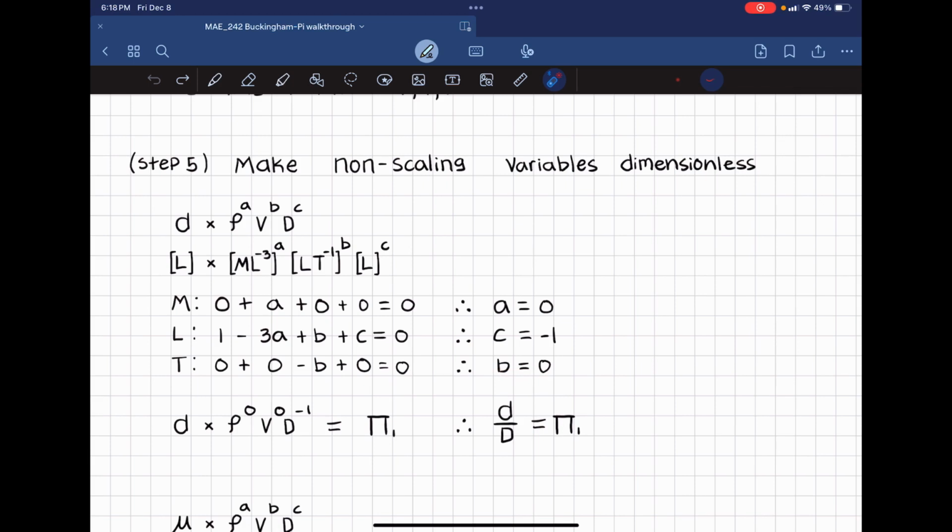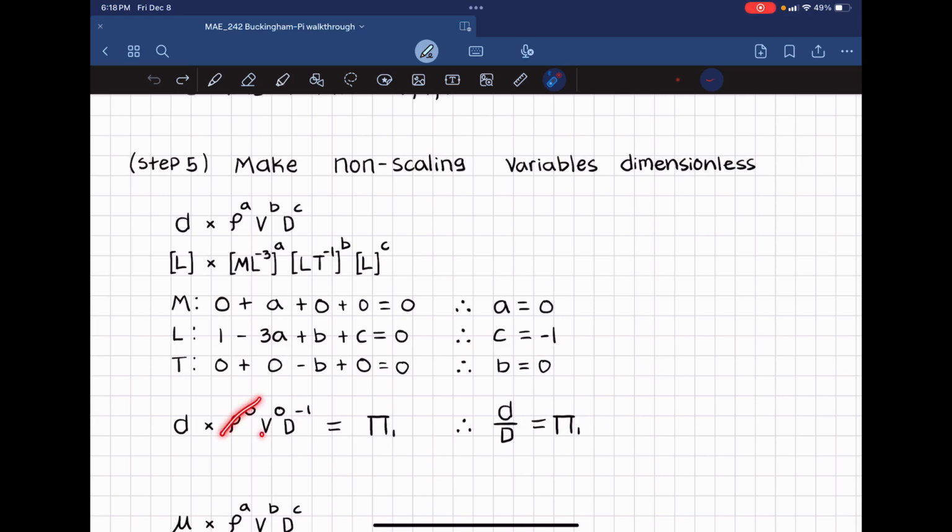The last step when you're making these pi groups is going to be to rewrite the equation that we started with here, this general relationship. We're going to rewrite it with our new powers, a, b, and c, that we found over here. So we're going to have rho, which was power a is 0, so we have rho to the 0. V is b, b is also 0, so we're going to say v to the 0 term here. And then D was to the power c. c is minus 1, so we're going to put a minus 1 for the D.